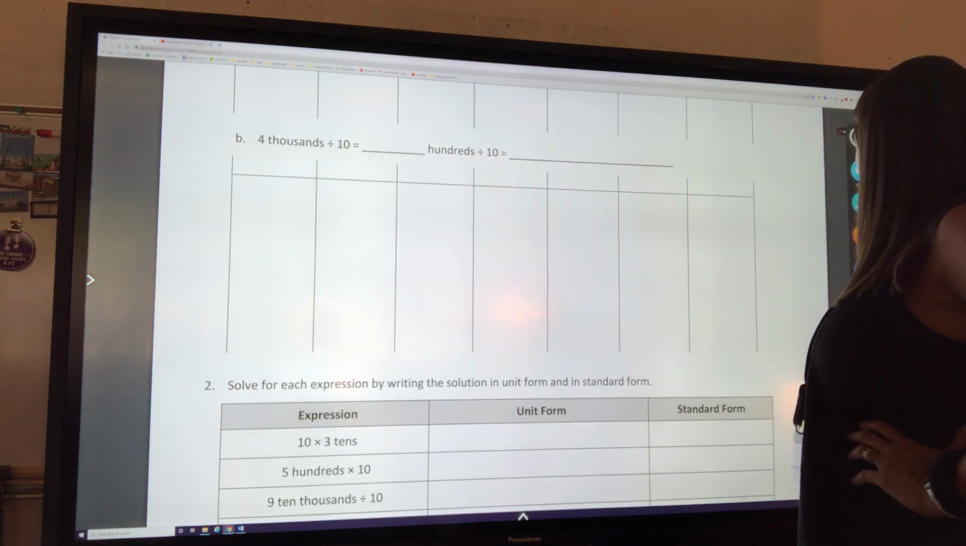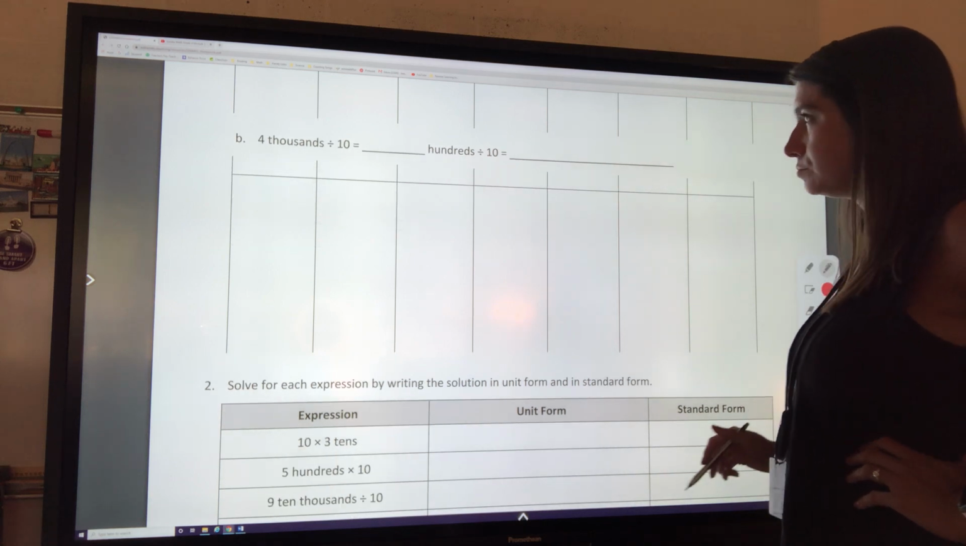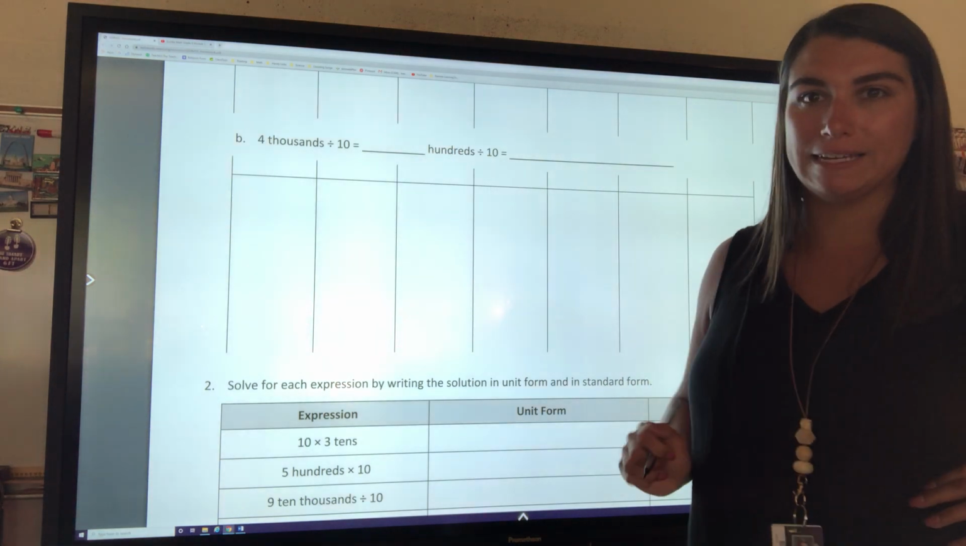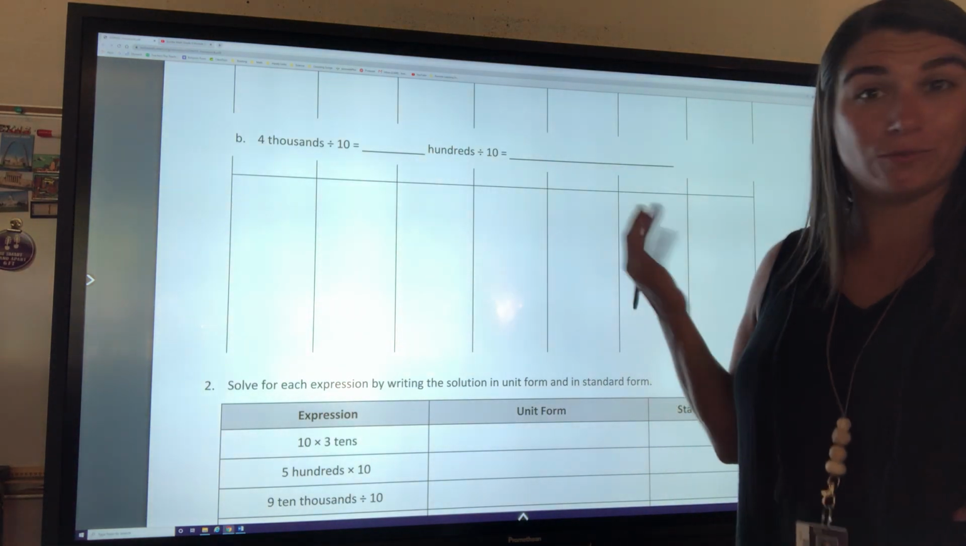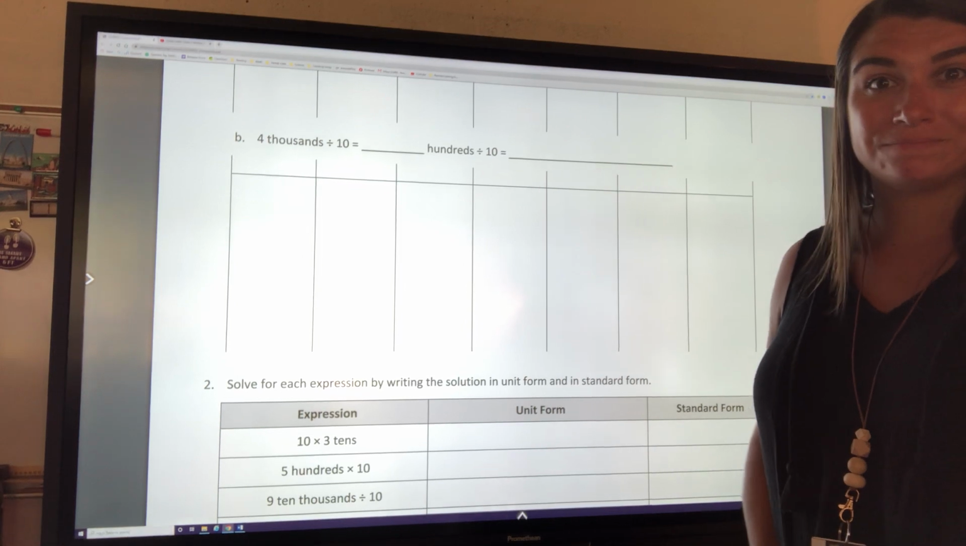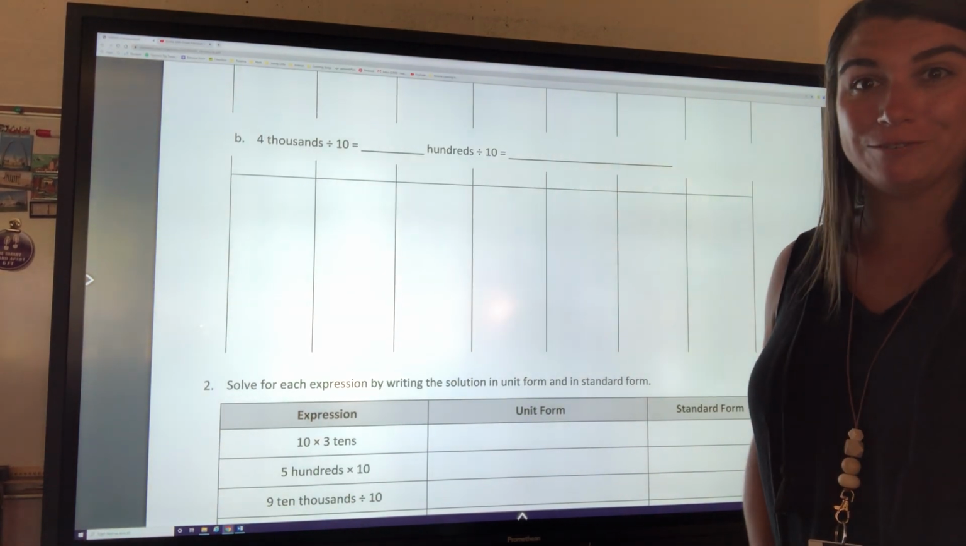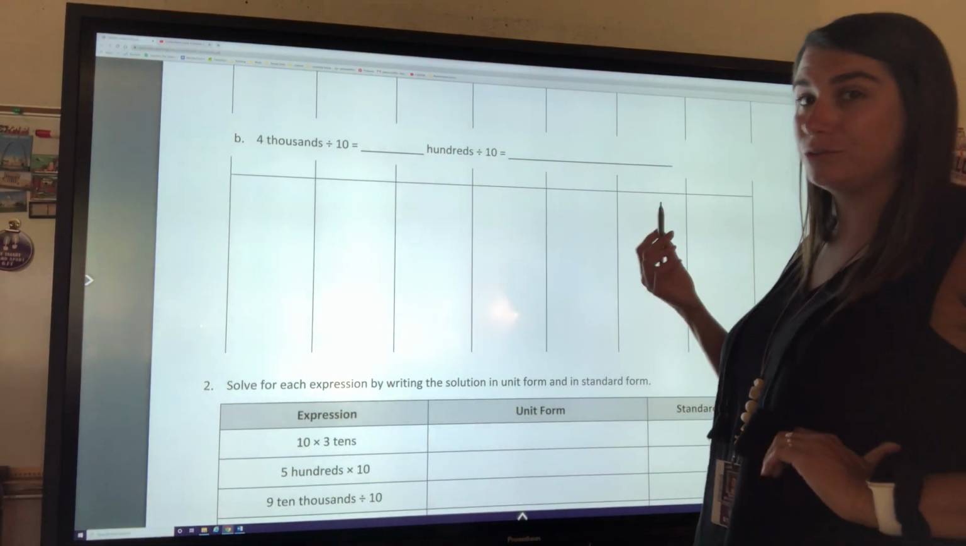So you should be on B now. 4 thousandths divided by 10 is this problem. But before I even do anything, what do I have to do? I have to fill out my place value chart. So here we go again. You can do this along with me.